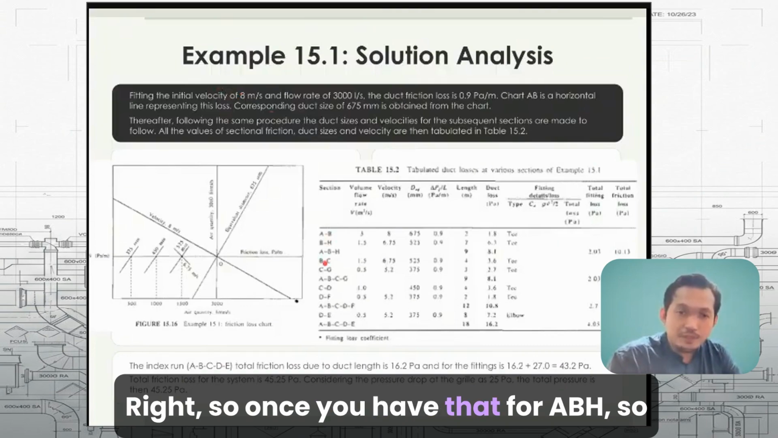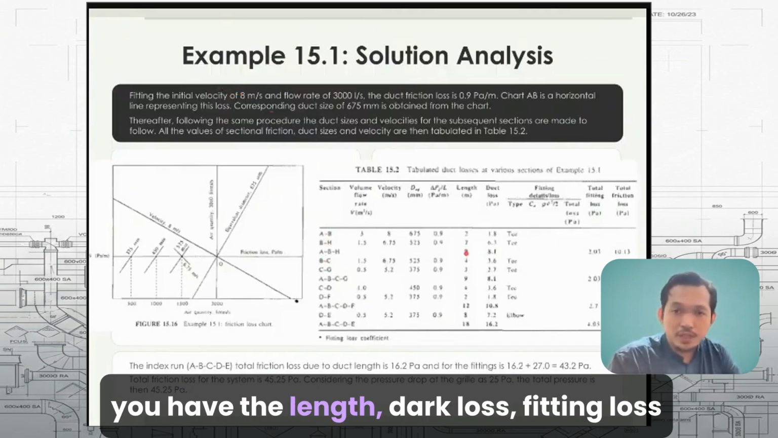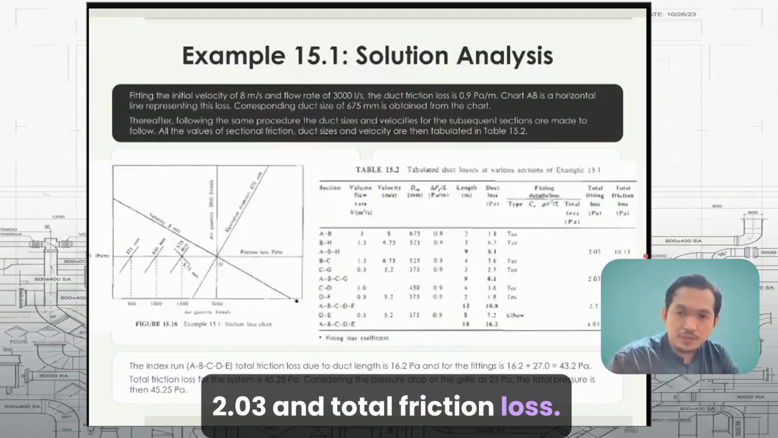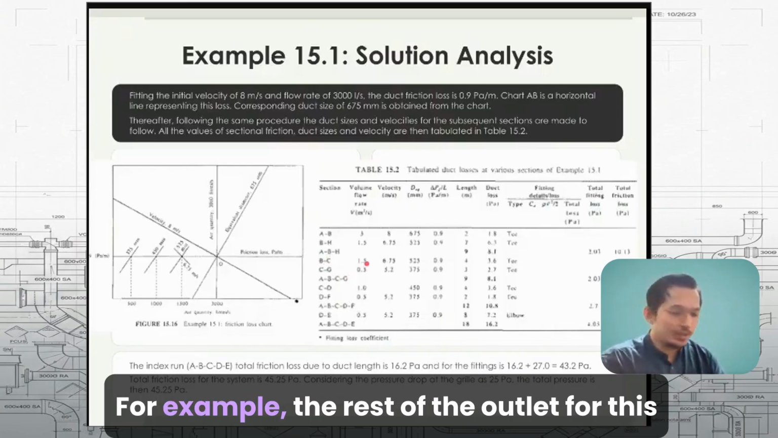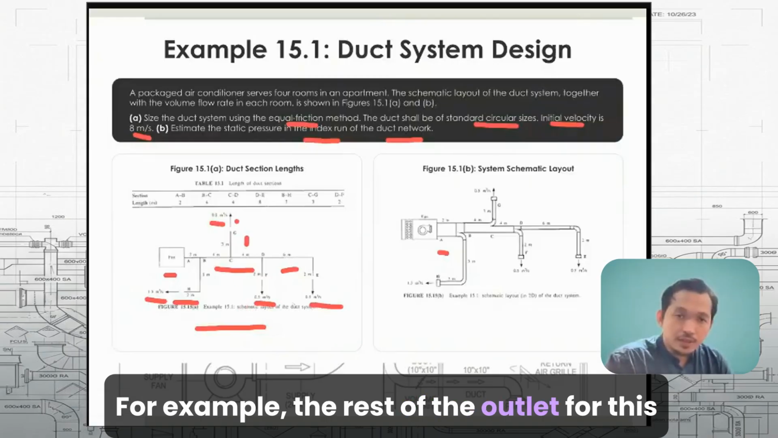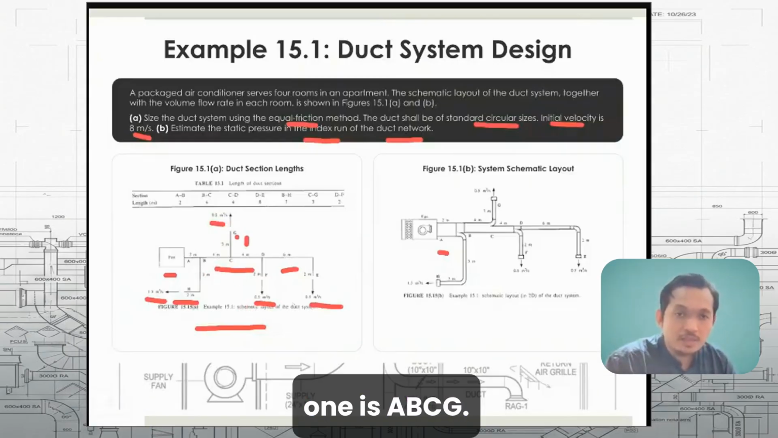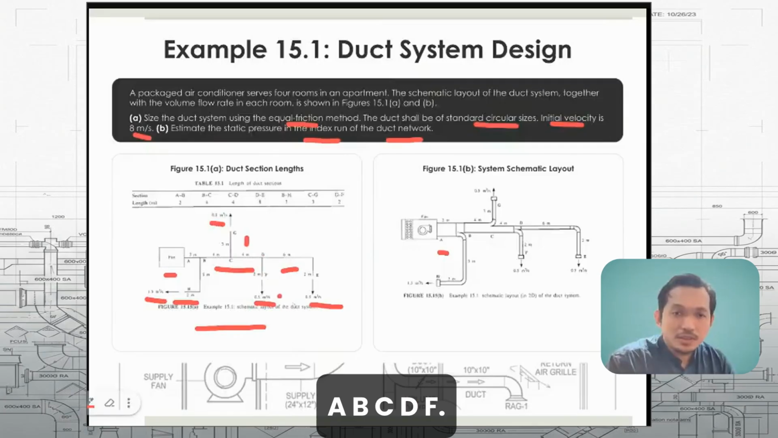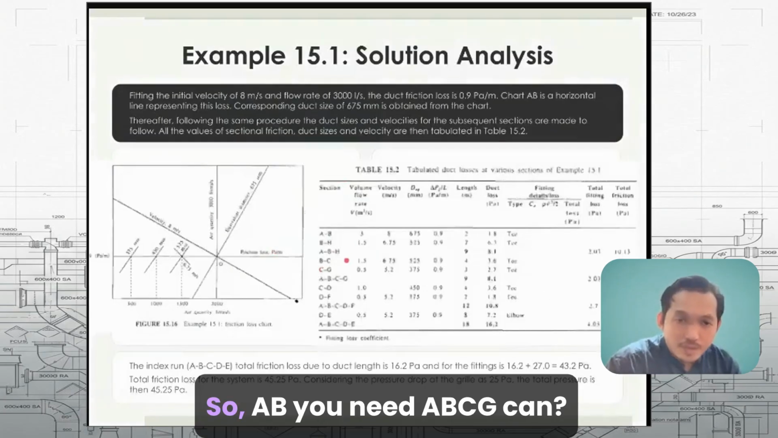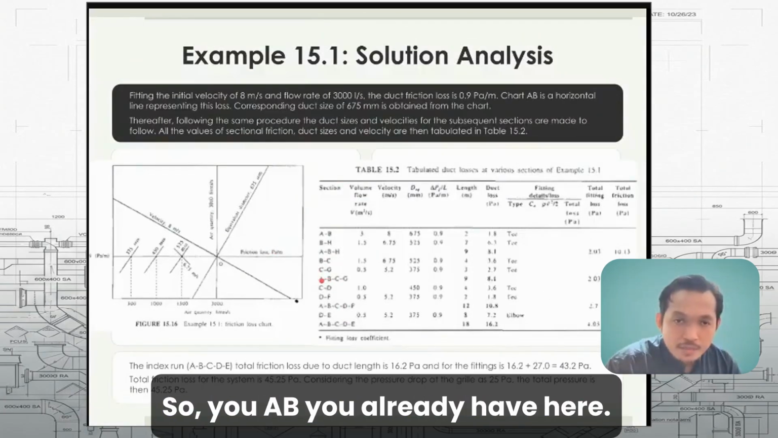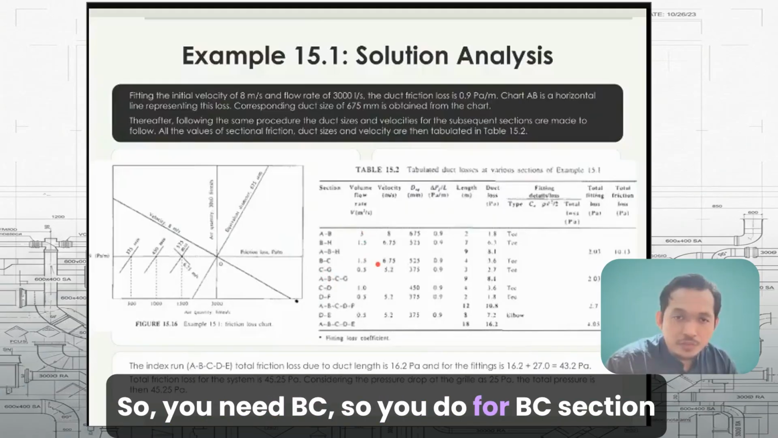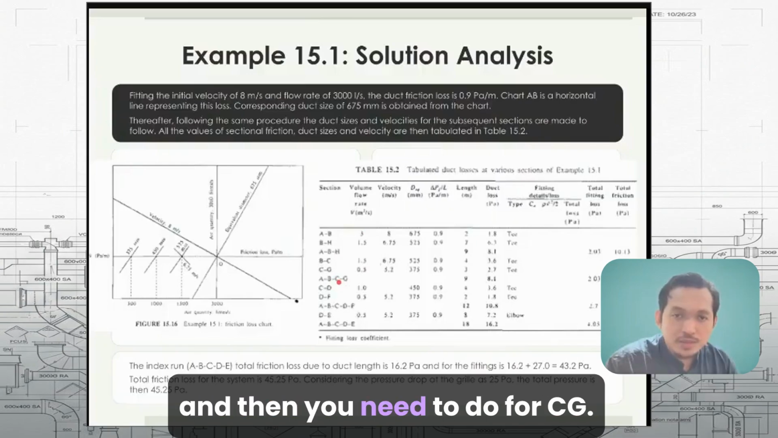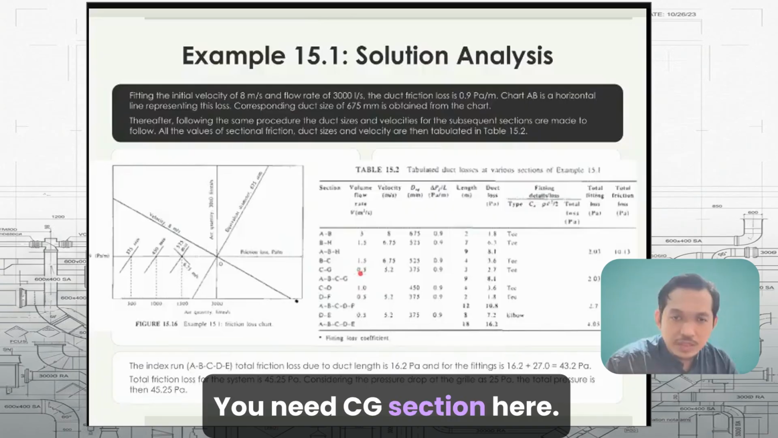Right. So once you have that for ABH, you have the length, duct loss, fitting loss 2.03, and total friction loss. So you do a similar method for the rest of the outlets. For example, the next outlet is ABCG, ABCDF. You see? So you need ABCG. AB you already have here. So you need BC. So you do the BC section, and then you need to do CG. You need the CG section here.